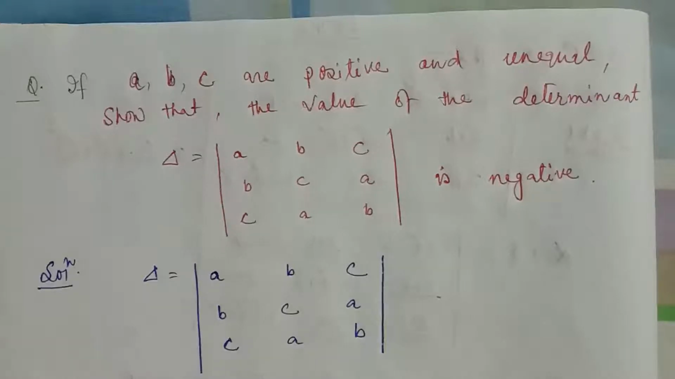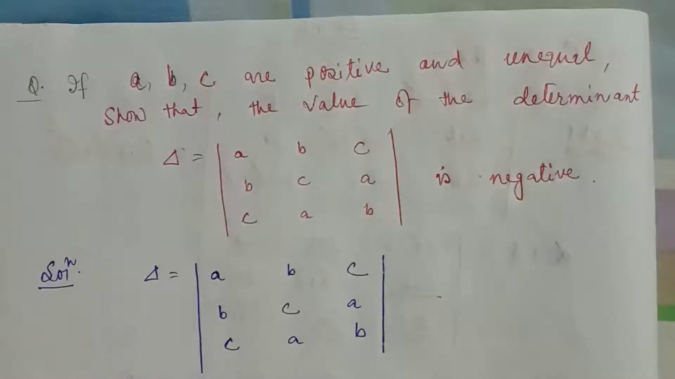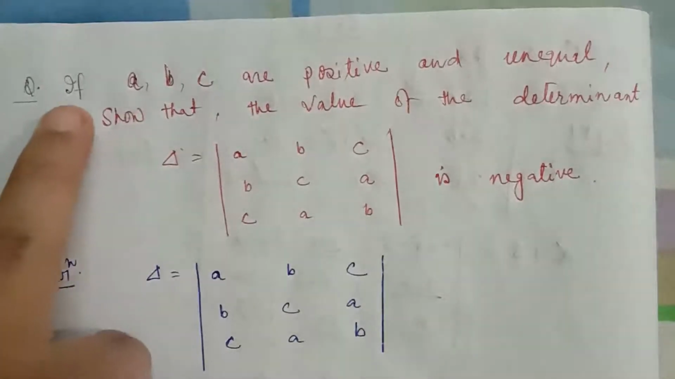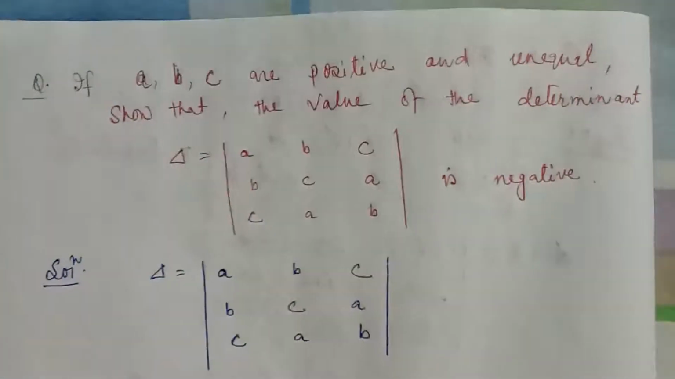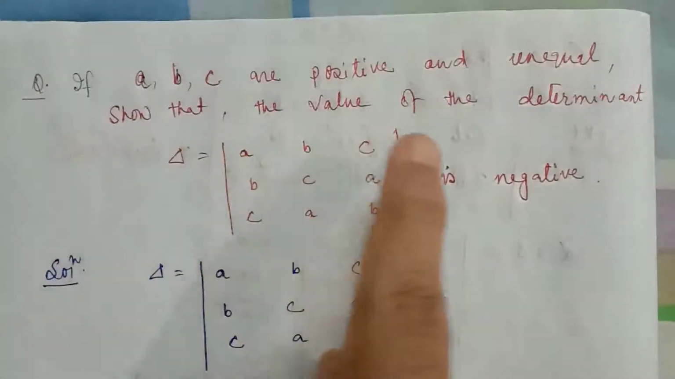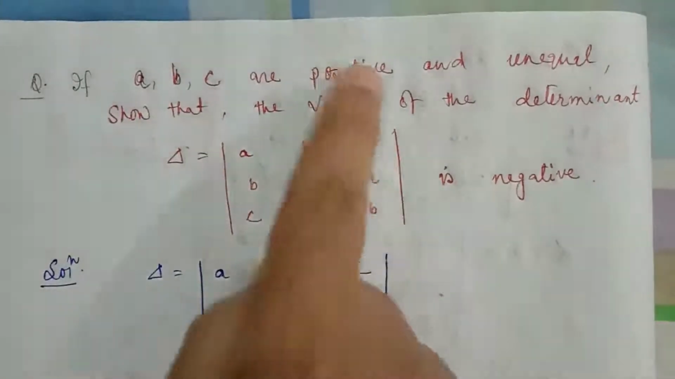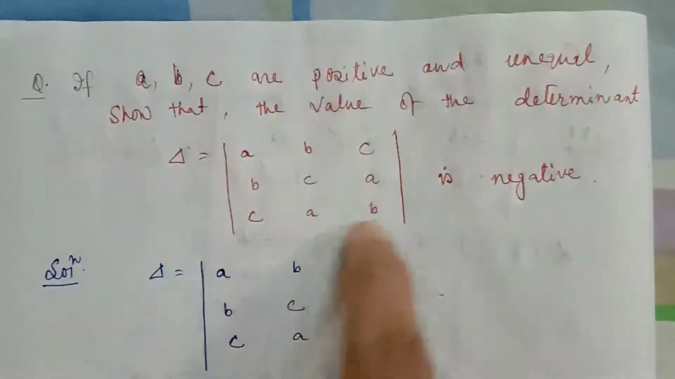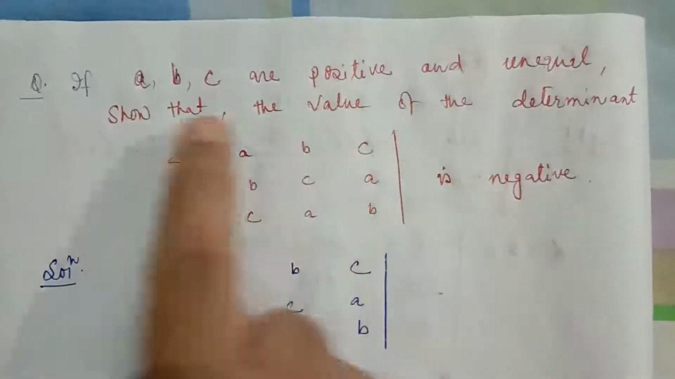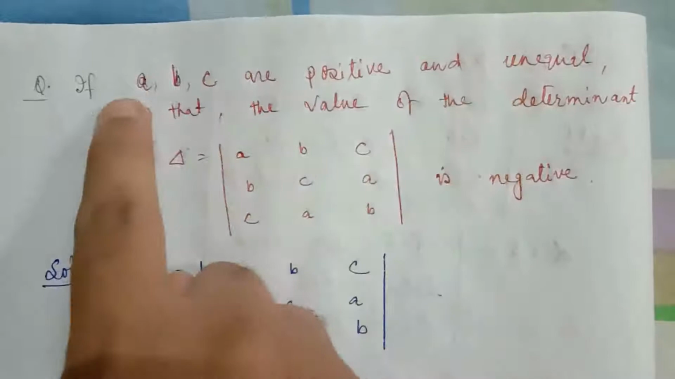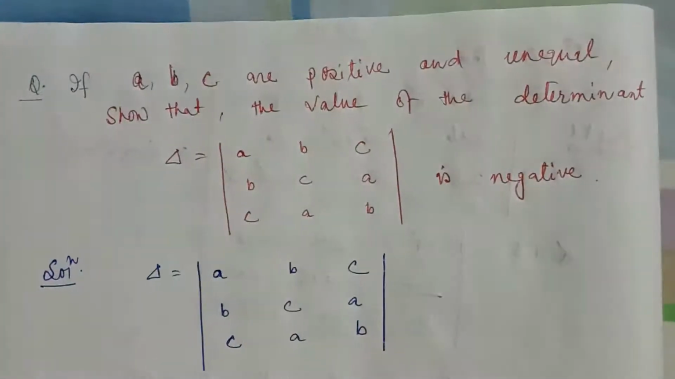Our next question is from the miscellaneous exercise. This is also very important. The question is, if a, b, c are positive and unequal, show that the value of the determinant is negative. We have to show the value of the given determinant is negative. Given a, b, c are positive numbers and a not equal to b, not equal to c.